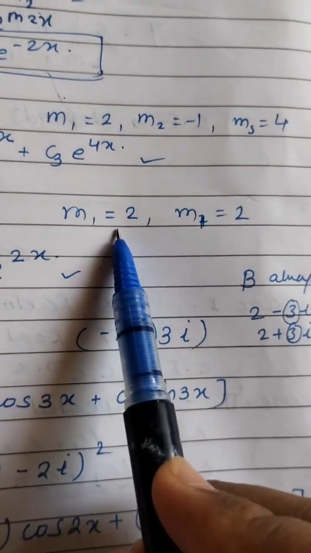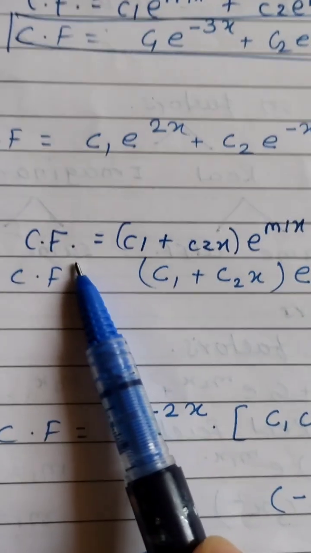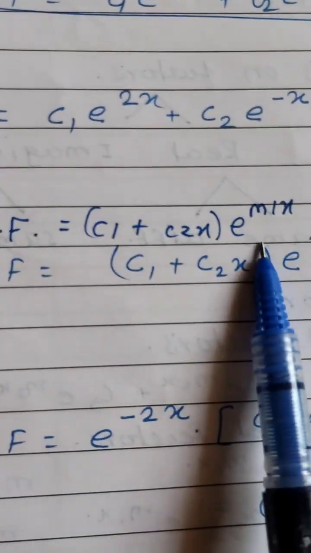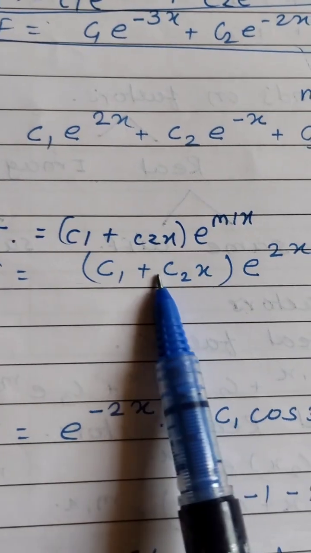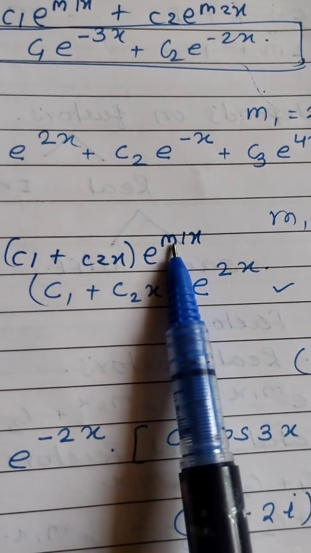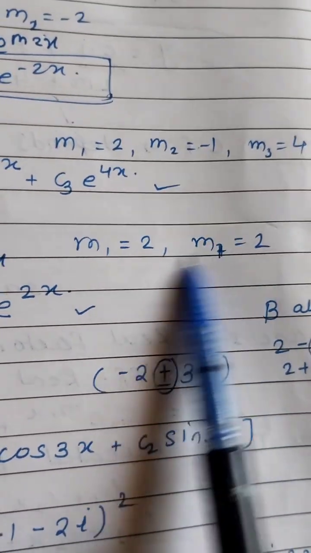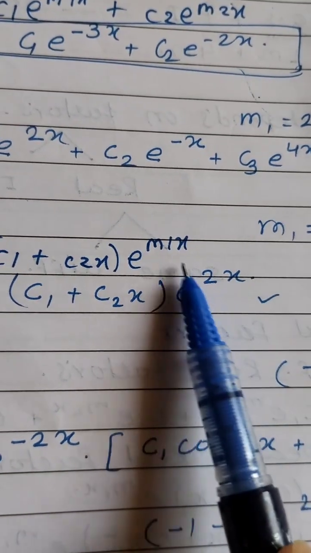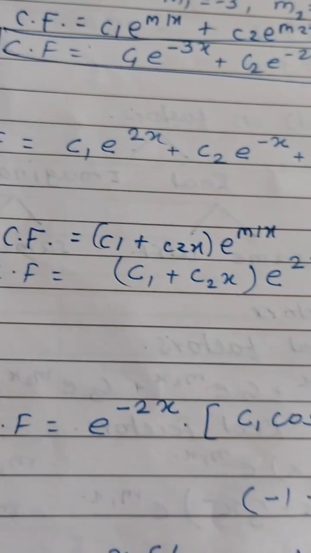So now we have got both the same factors. For this, the complementary function is (c1 + c2x) e^(m1x). So we write the answer (c1 + c2x), this term as it is, but e^(m1x) we replace by this 2, means both are the same, so e^(2x). This is the second type of case.